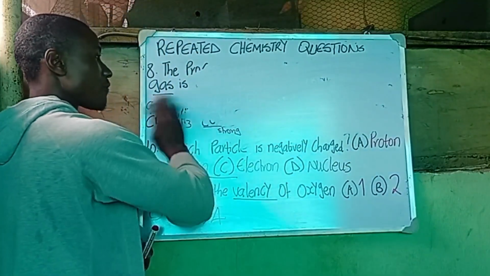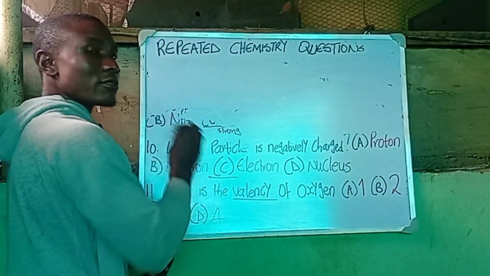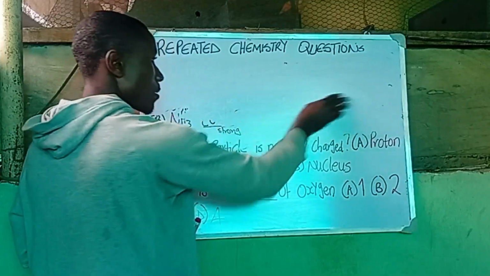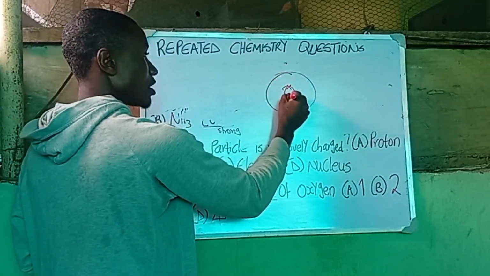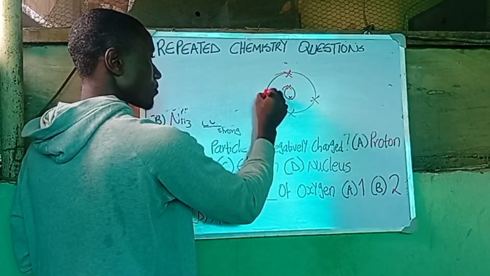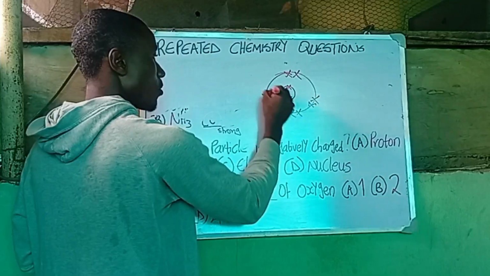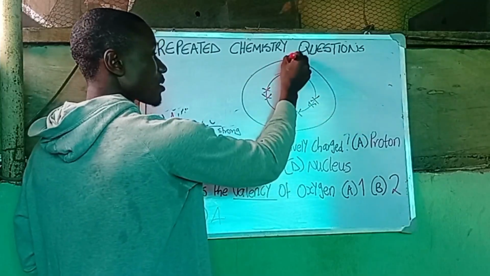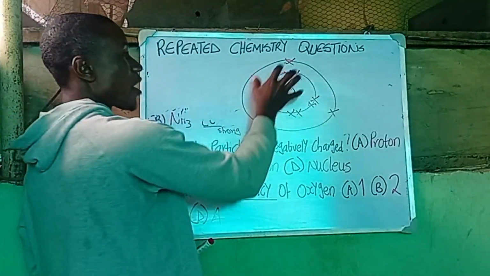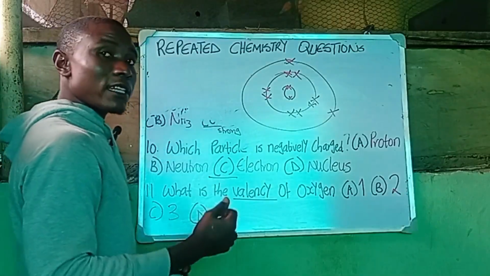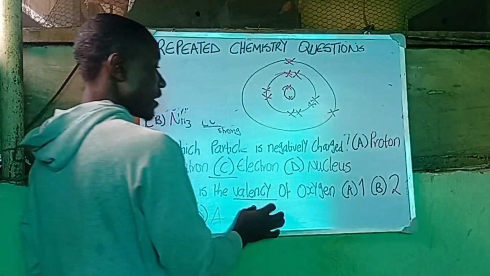And what is a valence electron? A valence electron is the electron that is found in the outermost shell. So these are shells with electrons. Let's assume this is the outermost. The electrons that are found in the outermost shell are what is known as the valence electrons.